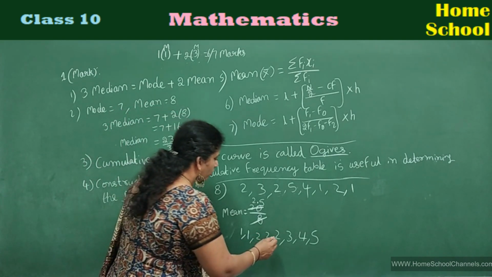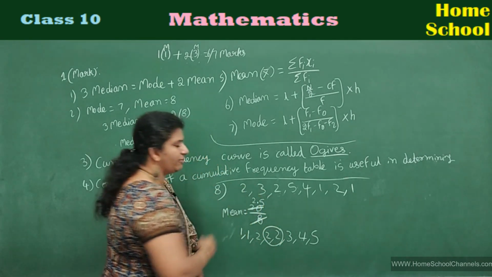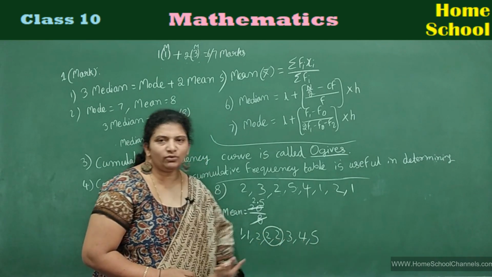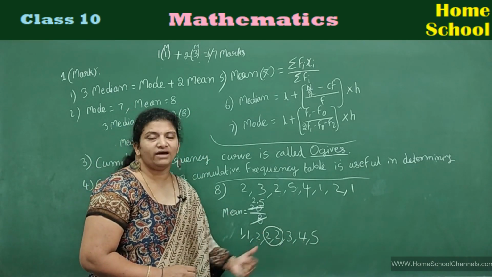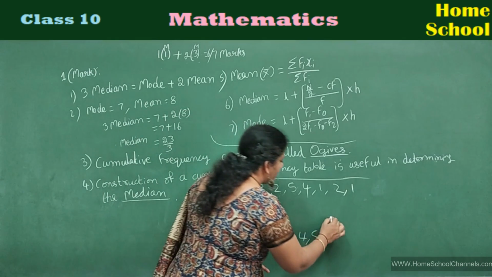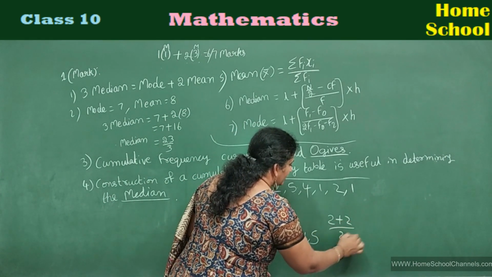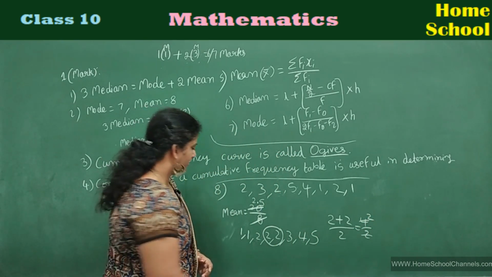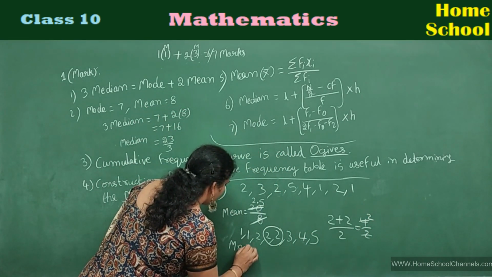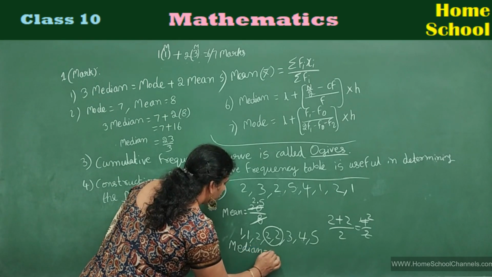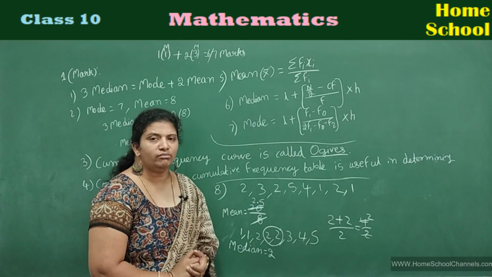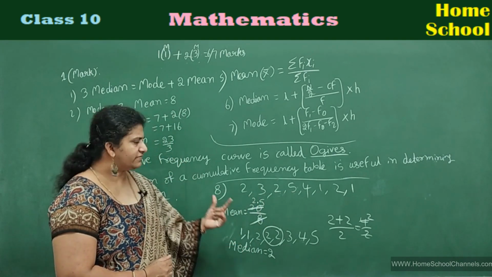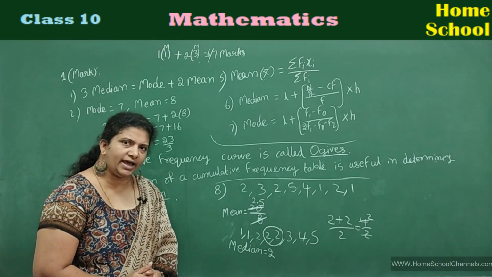So, we go with these two numbers. 1, 2, 3 you leave, and in the middle you have two numbers. Add the two numbers. 2 plus 2 by 2, it will be 4 by 2, so 2 is the median. Therefore, median is equal to 2. Last measure, mode. Find mode of the given data. Mode means which number is repeated more times.